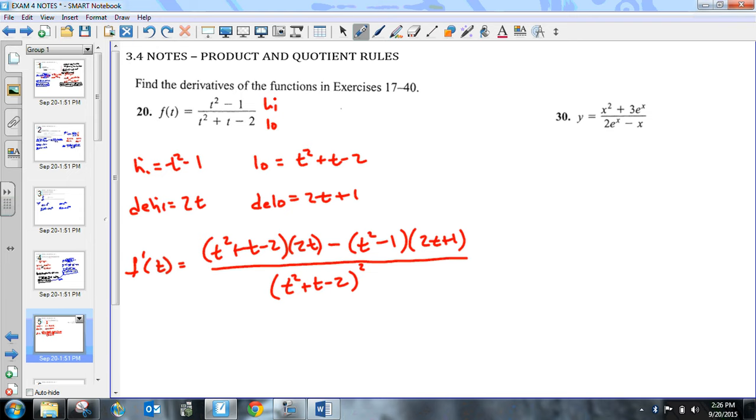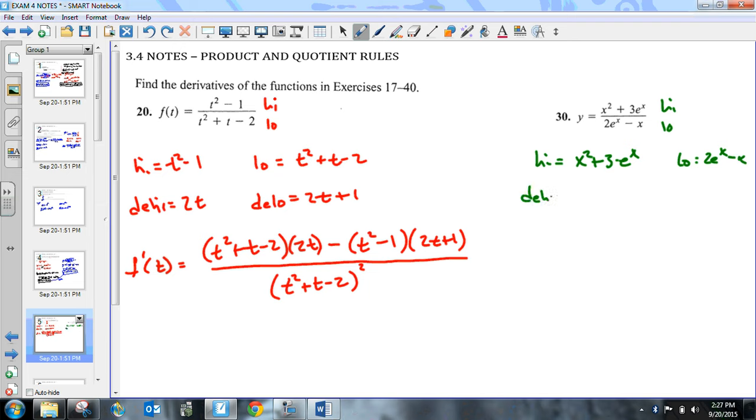Okay, I'm going to do 30. 30 is a little bit more complicated. 30, you can't factor anything out. You can't simplify it. So this is my high function. This is my low function. So my high function is x squared plus 3 times e to the x. My low function is 2e to the x minus x.